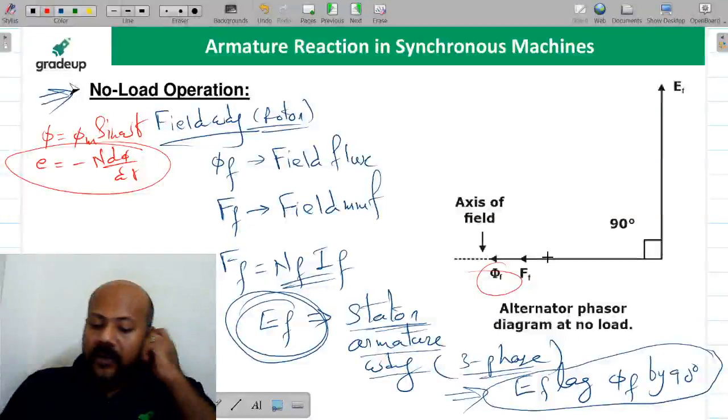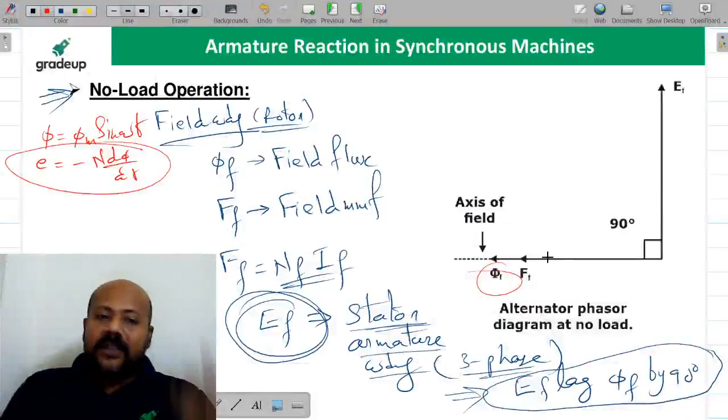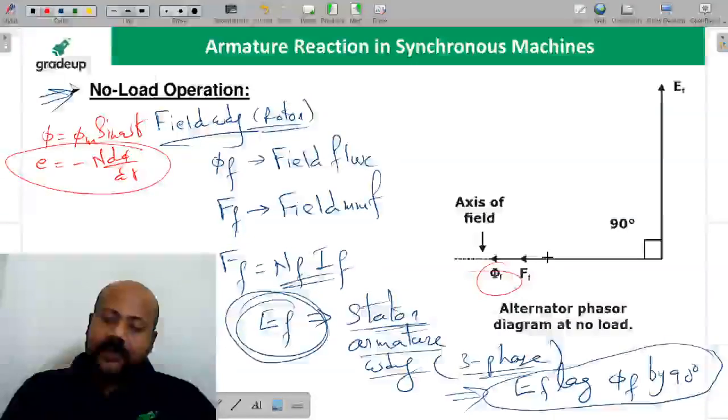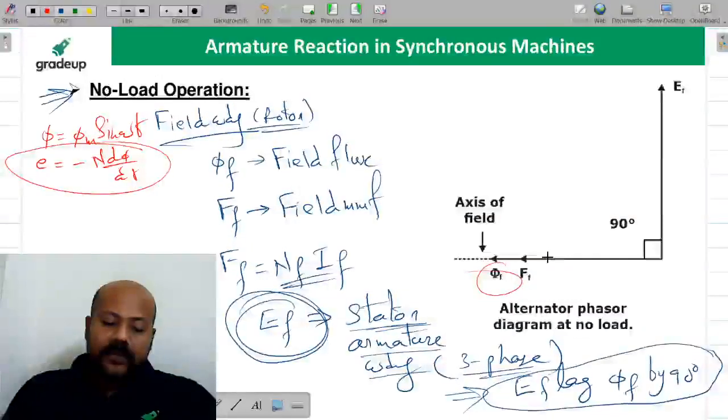Is it clear to all of you? Please tell me yes or no in the comment section. This is the first case, that is the no load operation. Is it clear? Is it clear to all of you? Please tell me yes or no in the comment section.